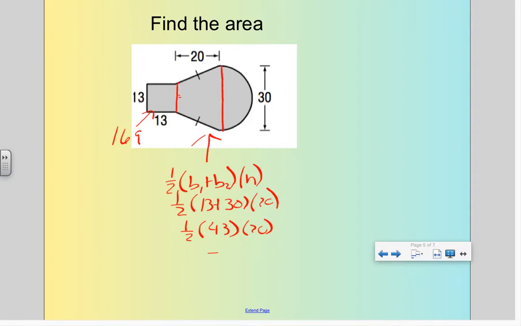So we have 1/2 of 43 times 20, or just 43 times 10, because 1/2 of 20 is 10. So that'll give us 430 units squared for our trapezoid. And last we have our semicircle, which, remember, the area of a circle is 2 pi r. So if I want half a circle or a semicircle, it'd be half of that.